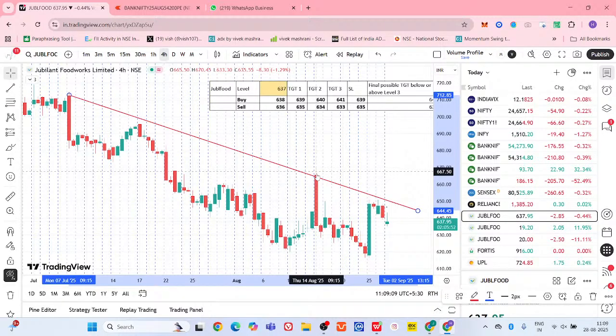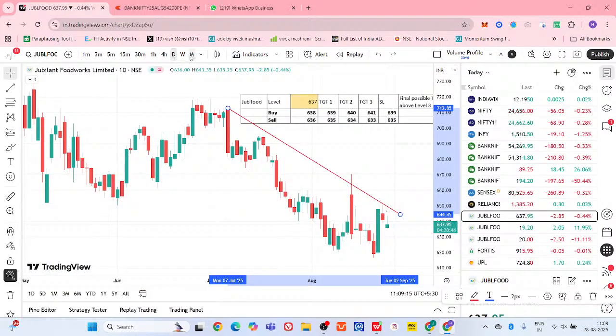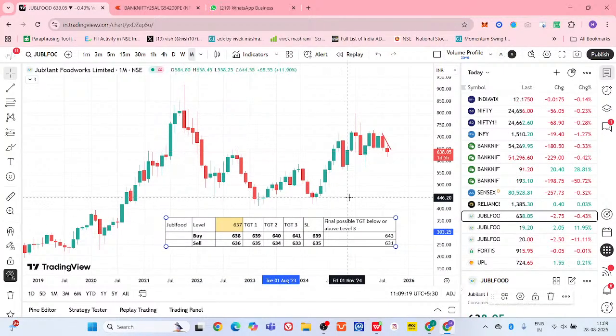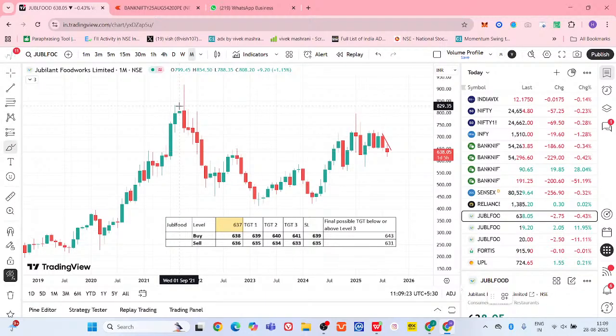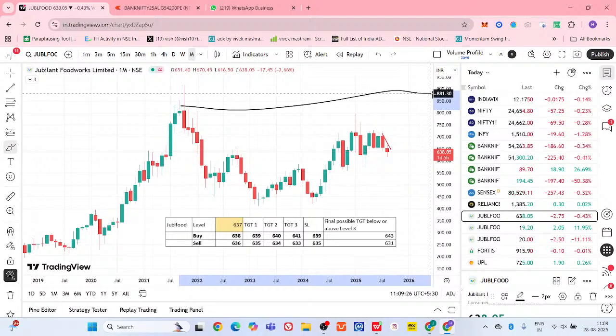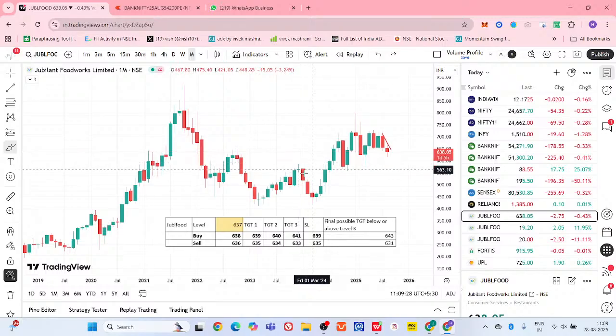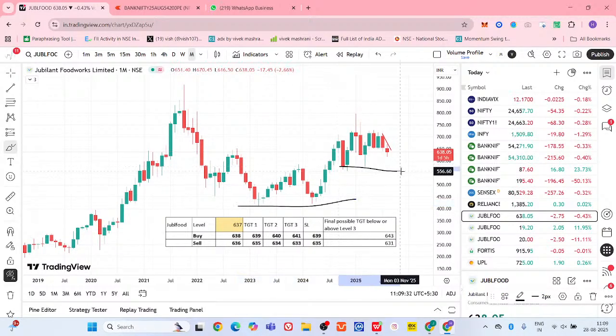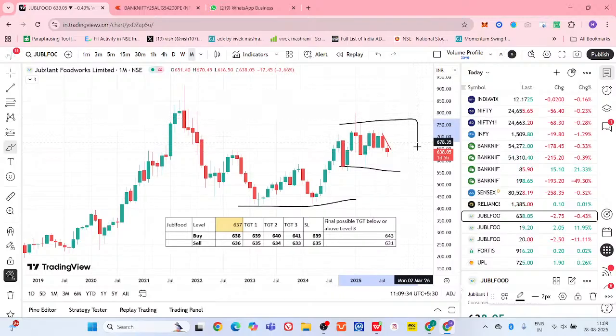So simple, right? There is selling pressure, just by one simple trend line. Now let's look at different time frames. Monthly. What is happening here? There was huge selling pressure here. Correct? There is good buying pressure here. Again, there is buying pressure here. And the market is stuck in this zone.